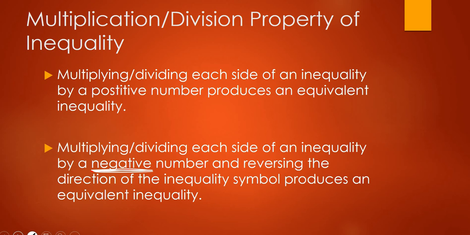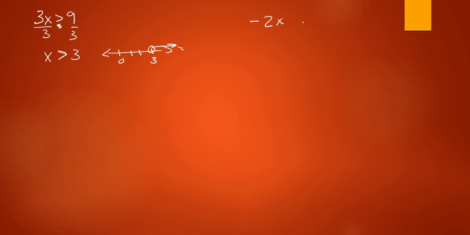So let's take a look first at the first situation where we're multiplying or dividing by a positive number. So if we have 3x is greater than 9, to solve this, whether it's an equals or a greater than or a less than, doesn't matter what the symbol is, we're going to divide both sides by 3, and we get x is greater than 3. And to put that in graph form, we find 3 on our number line, just greater than, not equal to, so open circle to the right.